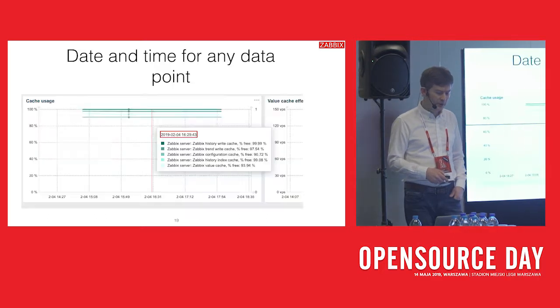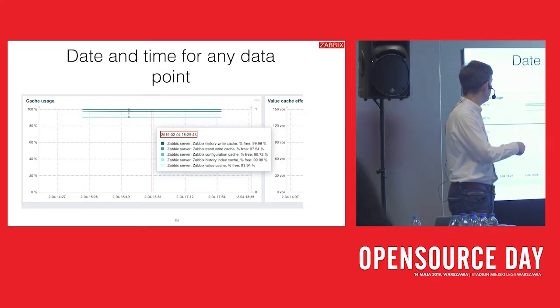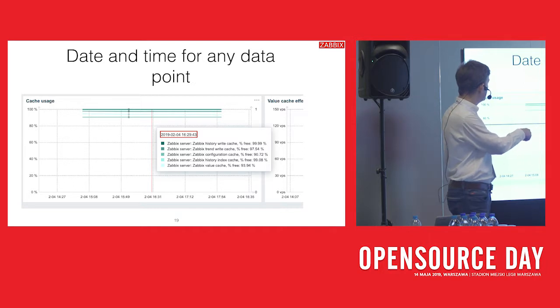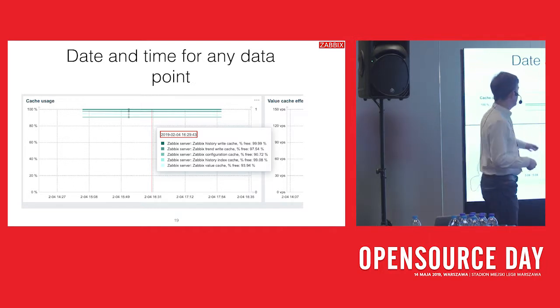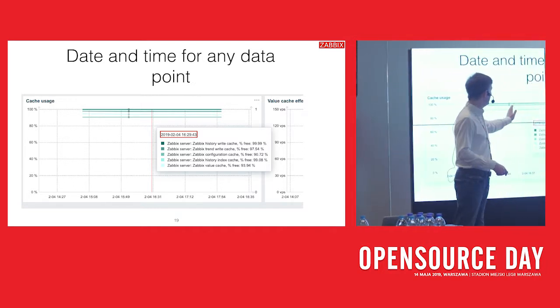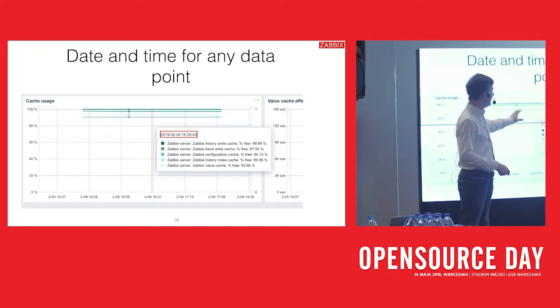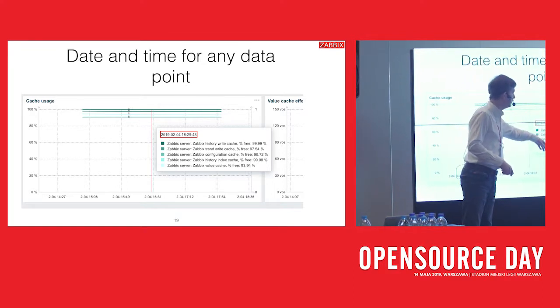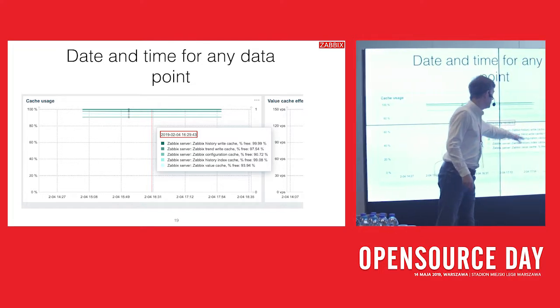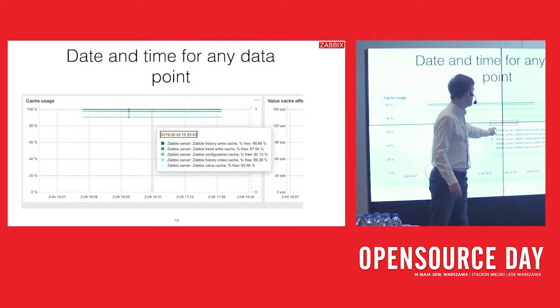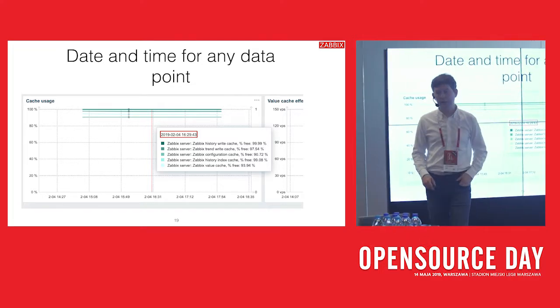Date and time in graph widgets. A very small but nice feature is about displaying this part. We just mouse over some region in the graph, and Zabbix will tell you, first of all, what the metric values are, but it also tells you the exact timestamp.